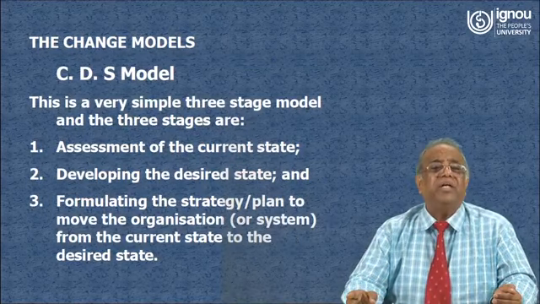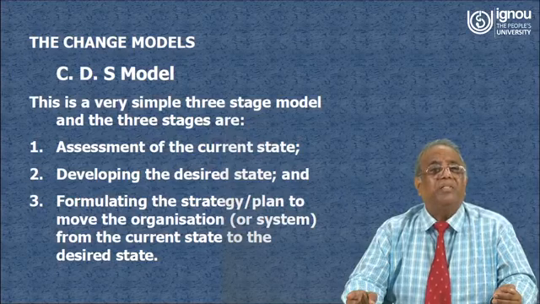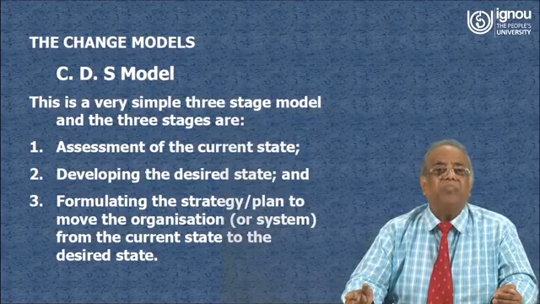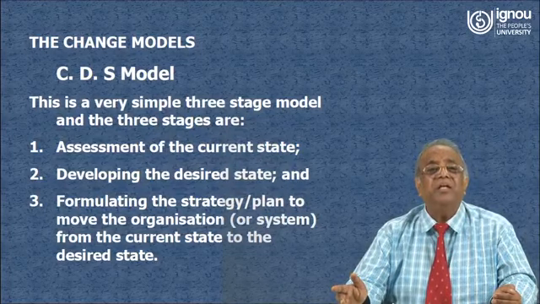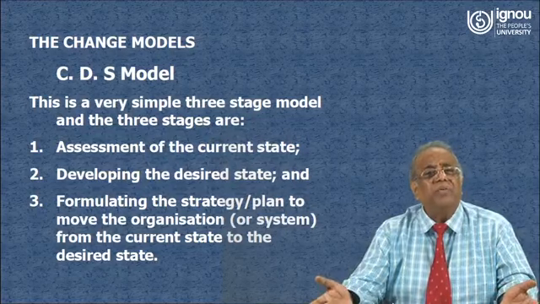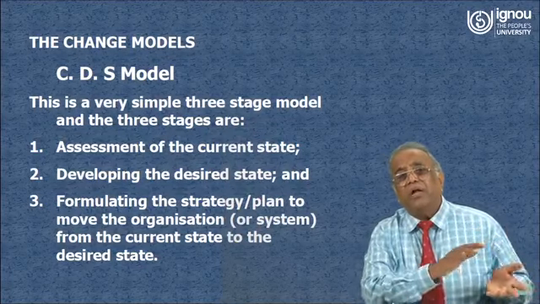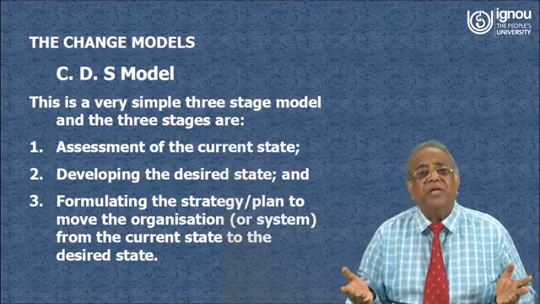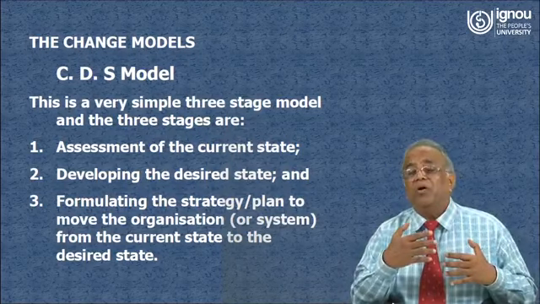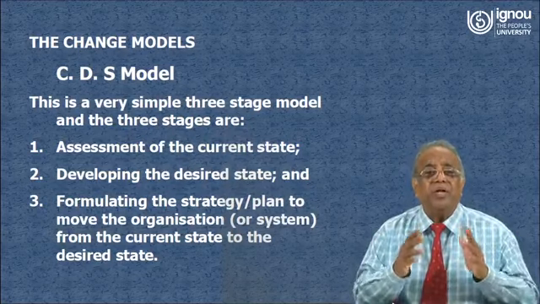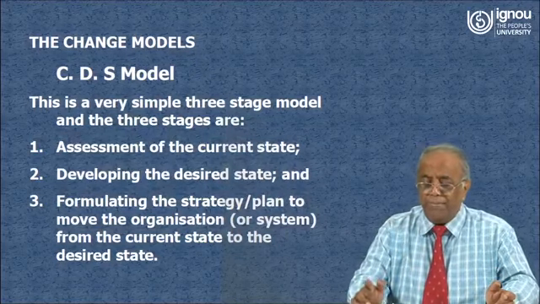Now there is another model, that is the CDS model, that is current, desired and strategy. So this is a very simple three-stage model: assessment of the current state, developing the desired state, that is C and D, and formulating the strategy plan to move the organization. Obviously, first of all, you have to see the current situation. If you feel that the change is required, then we have to develop the desired state. But after that, we have to formulate the strategy, plan, and everything or resources that are required to implement that change.